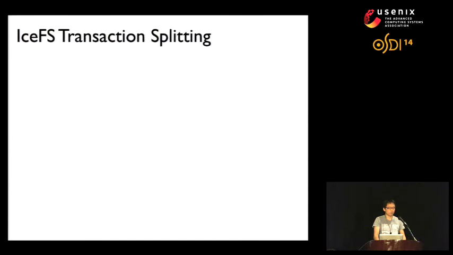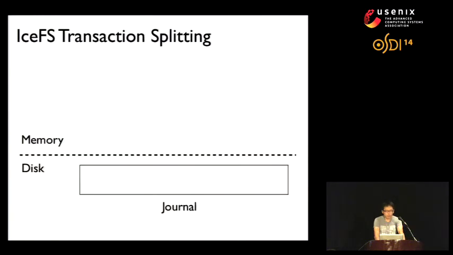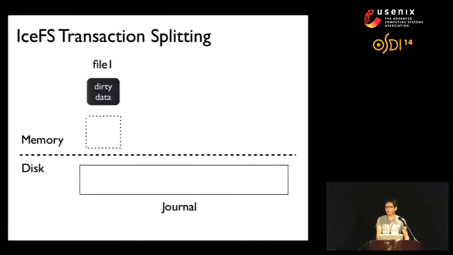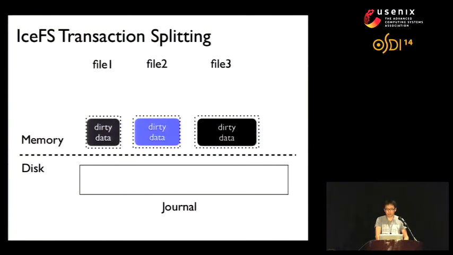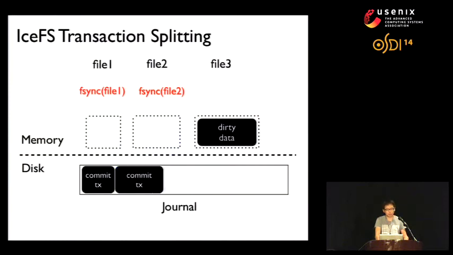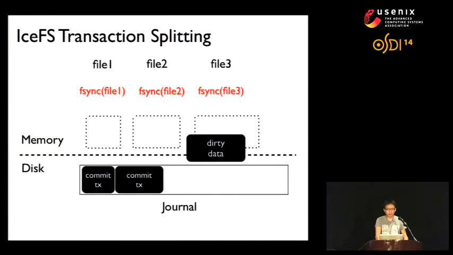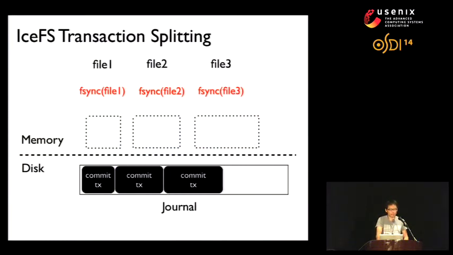In IceFS, we don't want this problem to happen. Assume we also have 3 files, but each file is stored in a different cube. Each cube will maintain a separate transaction in memory. So now every file's updates will be managed by its own transaction. If you want to persist certain files, we'll only flush their own dirty data to the disk, and will not affect other files' dirty data. In this manner, we can have isolated transaction performance for different files in the same file system.